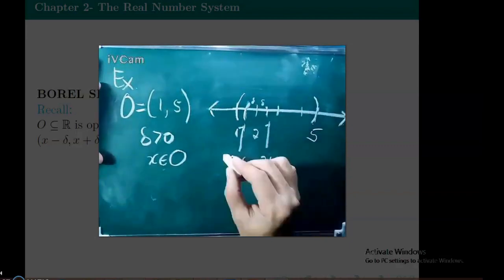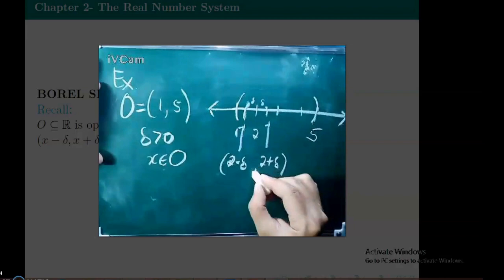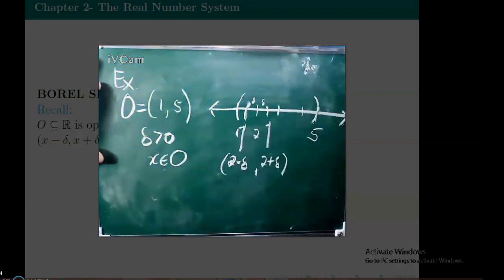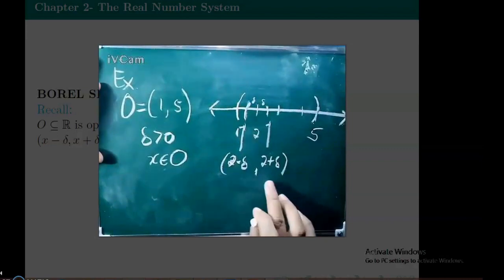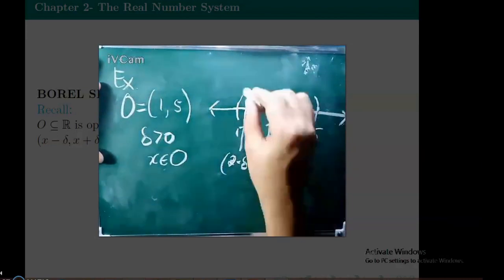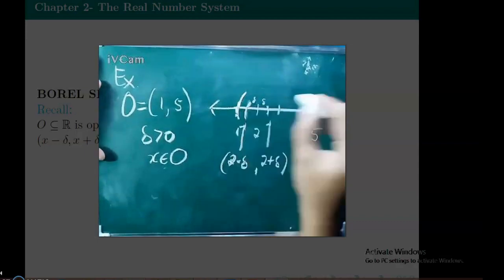Therefore, this point here is 2 minus delta, and this is 2 plus delta. So we now have here an open set. Take note here, the open interval from 2 minus delta to 2 plus delta is contained in the set O, the bigger set here.